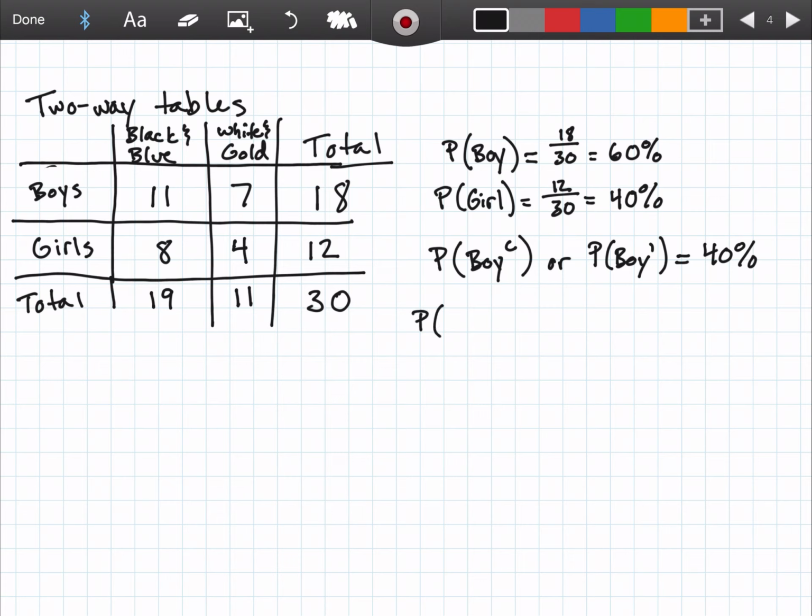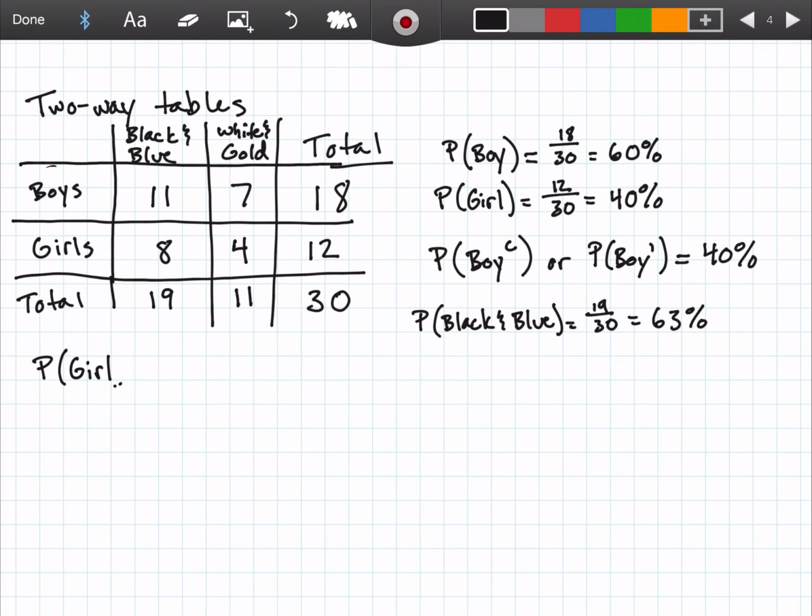The probability that someone was correct, aka they saw black and blue, is 19 out of 30, which is a 63%. And then I could get a 37% for being incorrect, aka white and gold. But I want to spend more time on a combination of categories. So what is the combination?